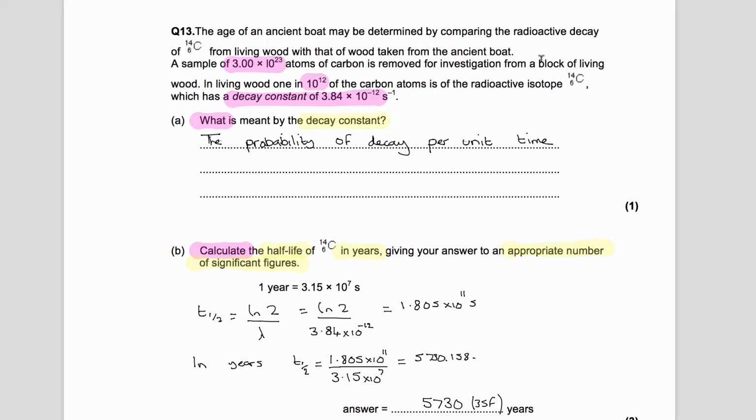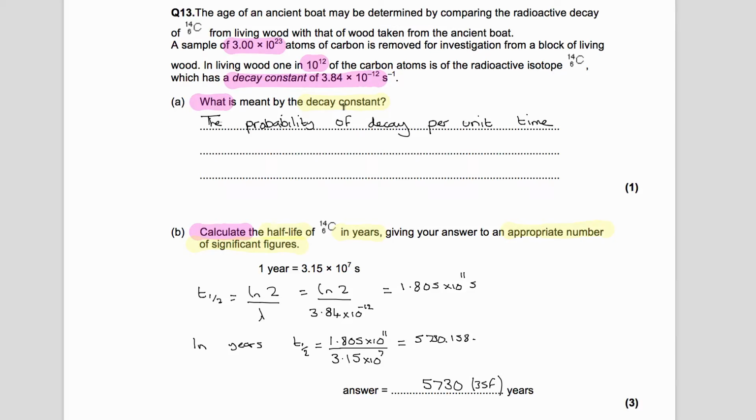And that comes from a block of living wood. We're told that in living wood, 1 in every 10 to the 12 of the carbon atoms is a radioactive isotope, carbon-14. So we've got all these nuclei all together, but only 1 in 10 to the 12 of those is actually going to be the radioactive isotope. The rest of them are going to be carbon-12, which isn't radioactive. And then we're told that carbon-14 has a decay constant of 3.84 times 10 to the minus 12 per second. Okay, so in part A, we're simply asked what is meant by the decay constant.